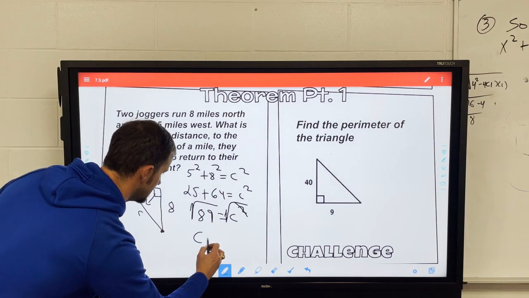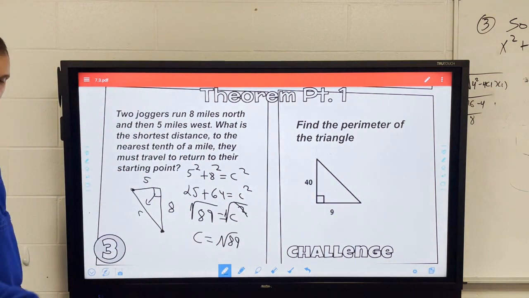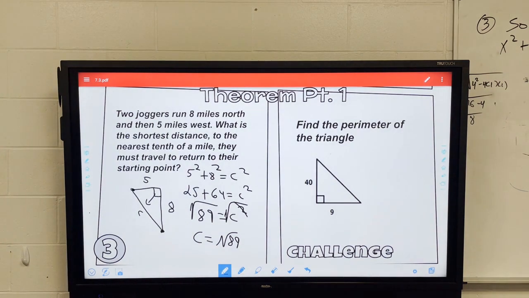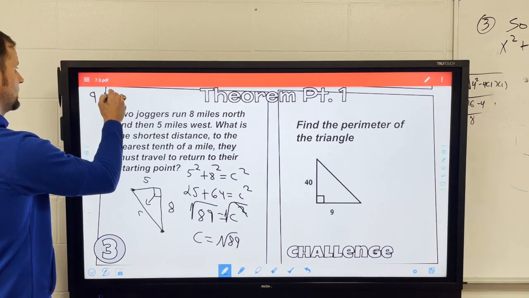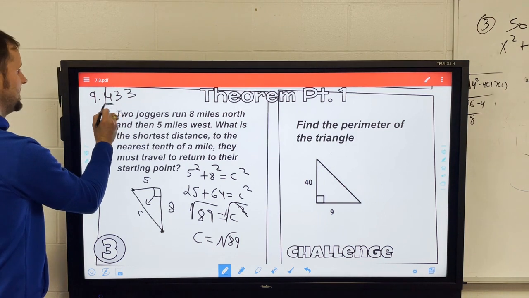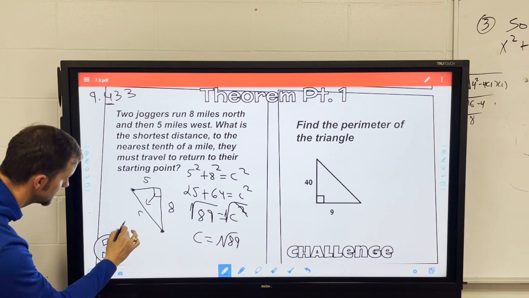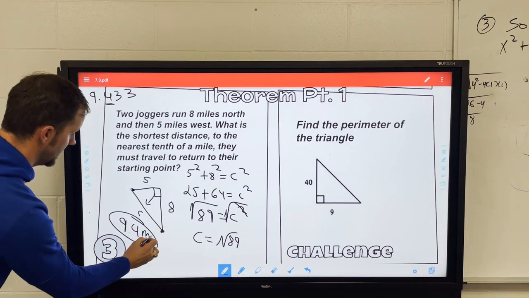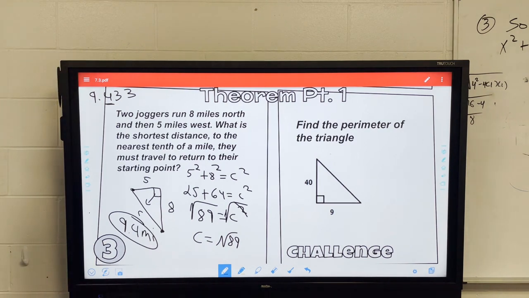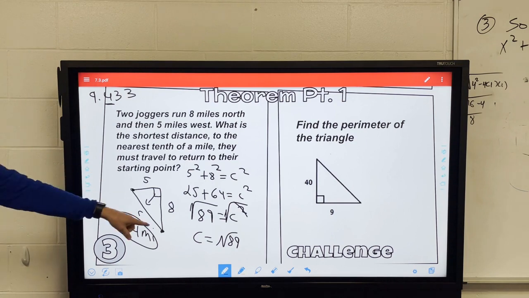So now c is going to be equal to the square root of 89, but it tells me to round my answer to the nearest tenth of a mile. So if I do the square root of 89, that's going to be 9.433. My tenths place is the 4. The 3 will not change the 4. So your final answer is going to be about 9.4 miles away. Or actually it'll be mi, because m is just meters. Okay? So that is how you find the distance from point A to point B using the Pythagorean theorem.